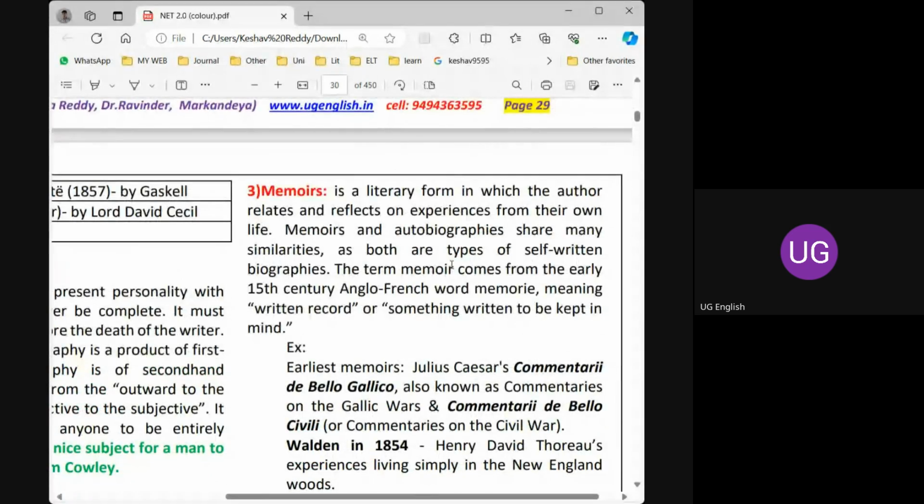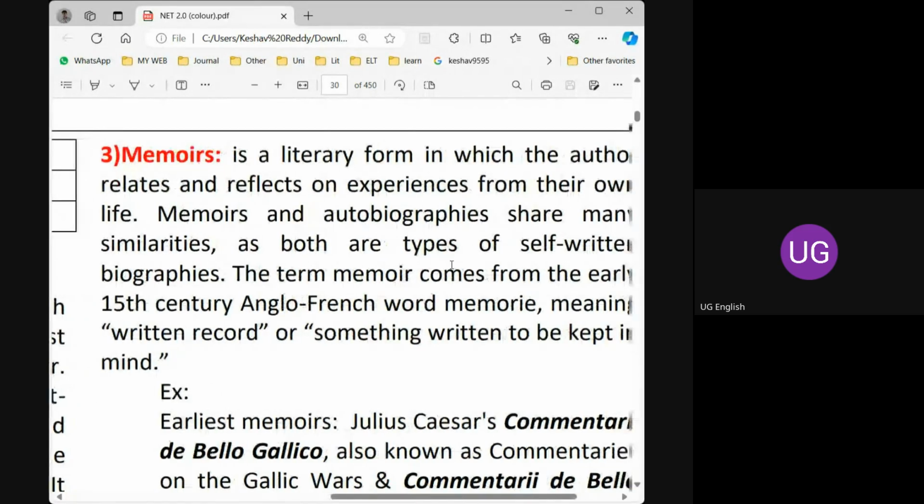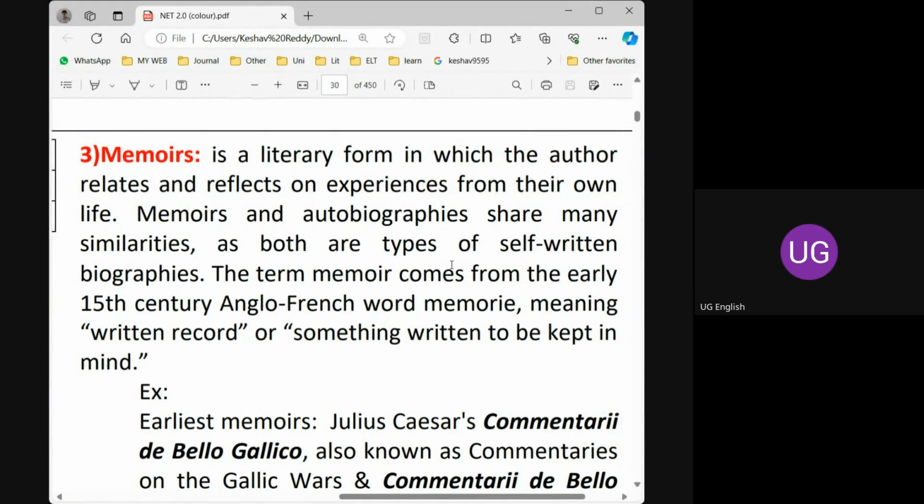And coming to the next important topic, that is memoirs. Memoirs are nothing but related to the memory of an incident, memory of a personality, memory of something. So these memoirs play an important role.